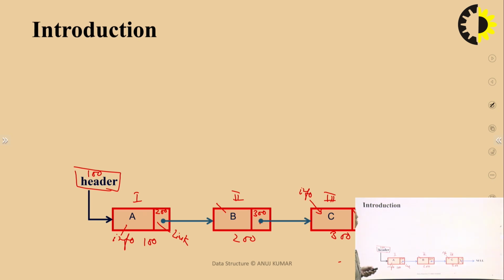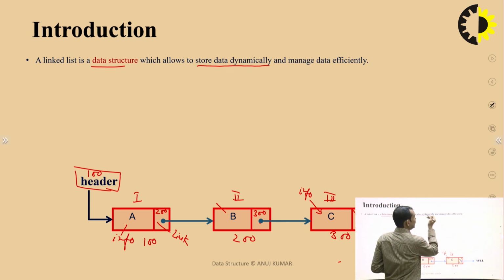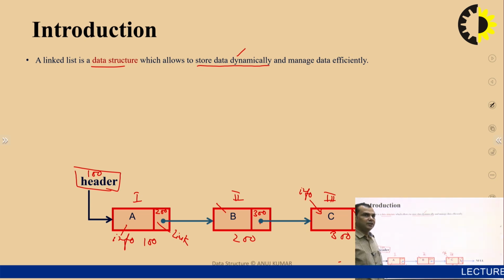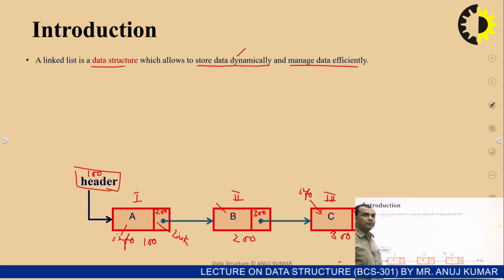Okay. So again, in this definition, a linked list is a data structure which allows us to store data dynamically, meaning we are using pointers. Note, we do not store the data in static memory. We store the data dynamically, and we use dynamic storage because we can manage the data efficiently.